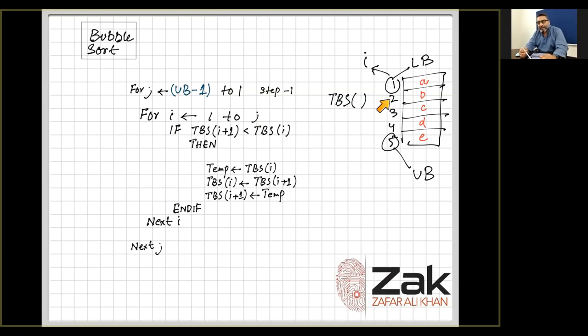And in 1 to 4, the highest value will come down. Then when it goes out, it will become 3. So for j is equal to 4 to 1, now the j has become 3. Now this loop will go from 1 to 3. When it will reach to 3, the value up to 4 will be changed, and that is how it will go further.